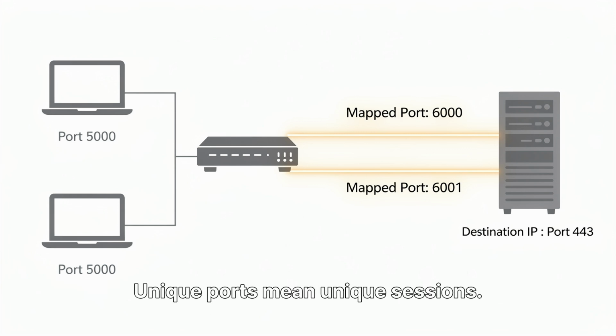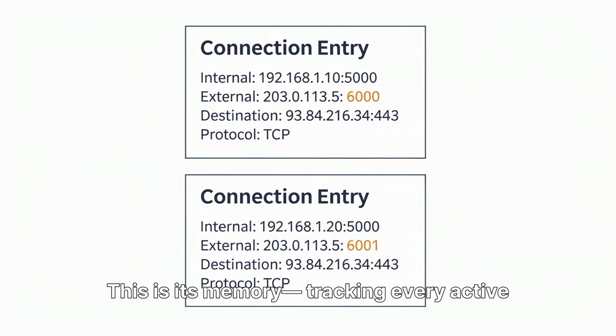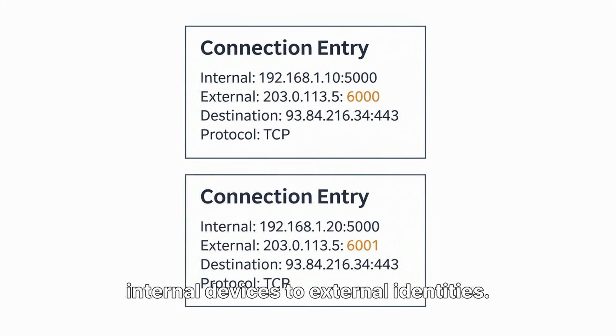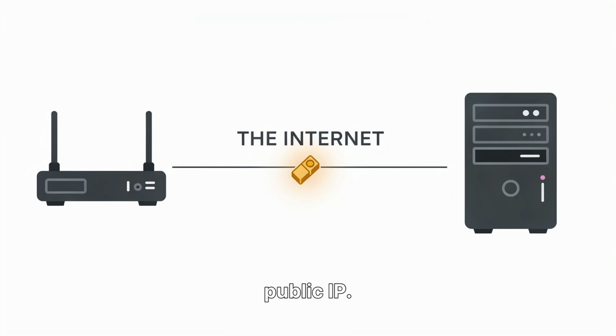Unique ports mean unique sessions. The router stores this mapping in a NAT table. This is its memory, tracking every active connection. It now knows exactly how to map internal devices to external identities. Now the packet is valid. It travels across the internet using the public IP.